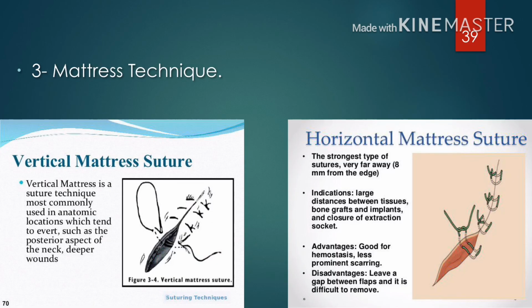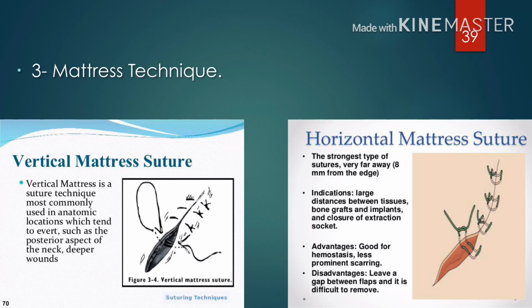Matrix technique. First we have the horizontal matrix technique. It is the strongest type of suture, placed very far away, 8 mm from the edge. Indications: large distance between tissues, bone grafts, implants, and the closure of extraction sockets. Advantages: good for hemostasis, less prominent scarring. The disadvantages: it leaves a gap between the flaps and it is difficult to remove.